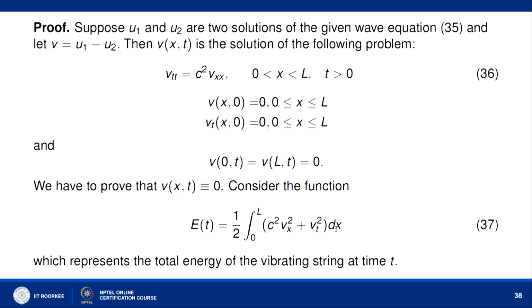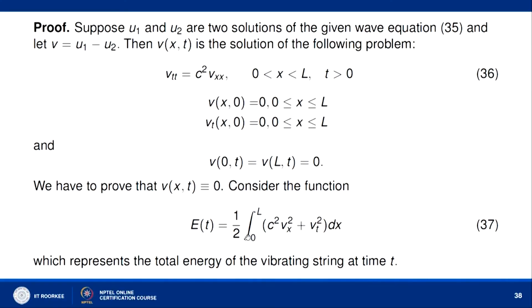We want to show that v(x,t) is 0 by showing that its partial derivatives are 0. And how can we show that partial derivatives are 0? Here we show that this function E(t) comes out to be 0. If this function, which is known as the generalized energy function, is 0, it means that your string is lying in an equilibrium position. That is the idea which we started with, that if we do not have energy, then we will be in equilibrium position. So, E(t) is equal to 1 by 2 integral from 0 to l of c square vx square plus vt square dx, which represents the total energy of the vibrating string at time t.